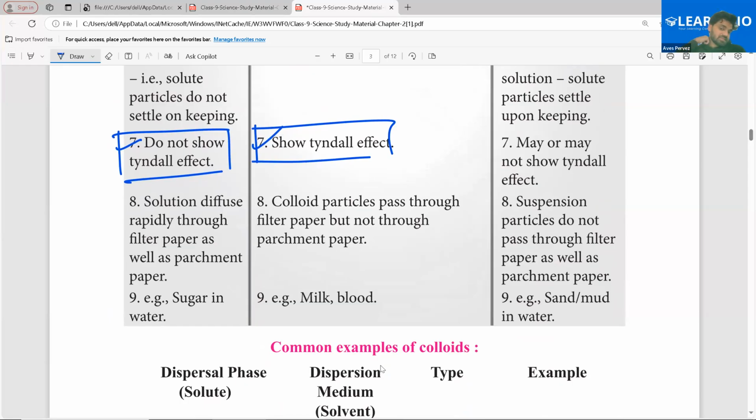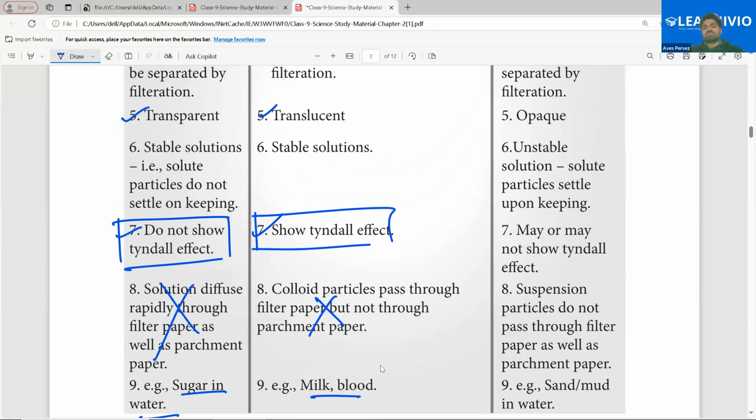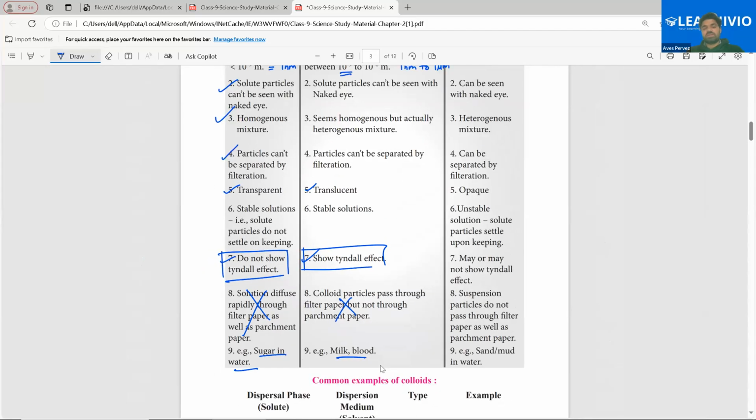After that, next we have: solution diffuses rapidly, filter paper as parchment paper. Colloid solution passes through filter paper but not through parchment paper. Don't write this. Examples, sugar in water. Okay. Whatever else is in this, it is the opposite.